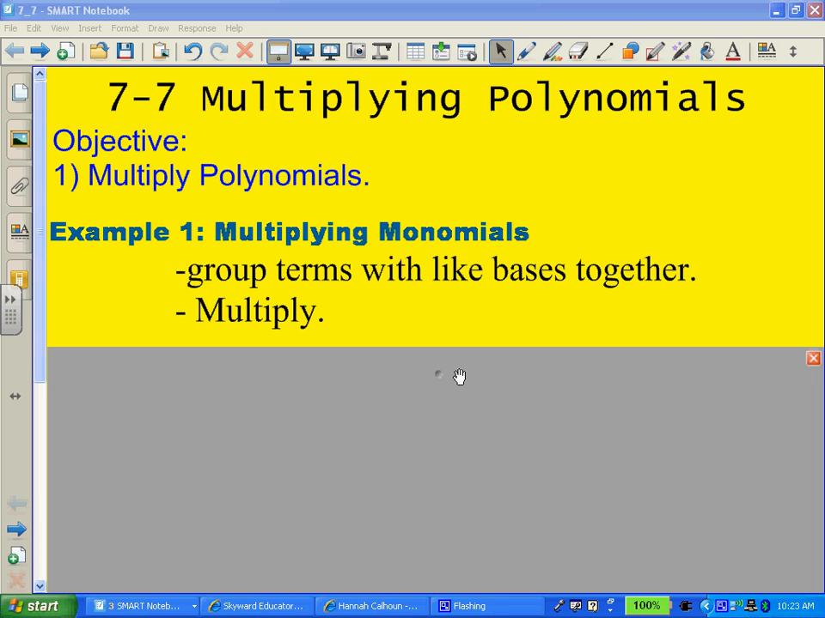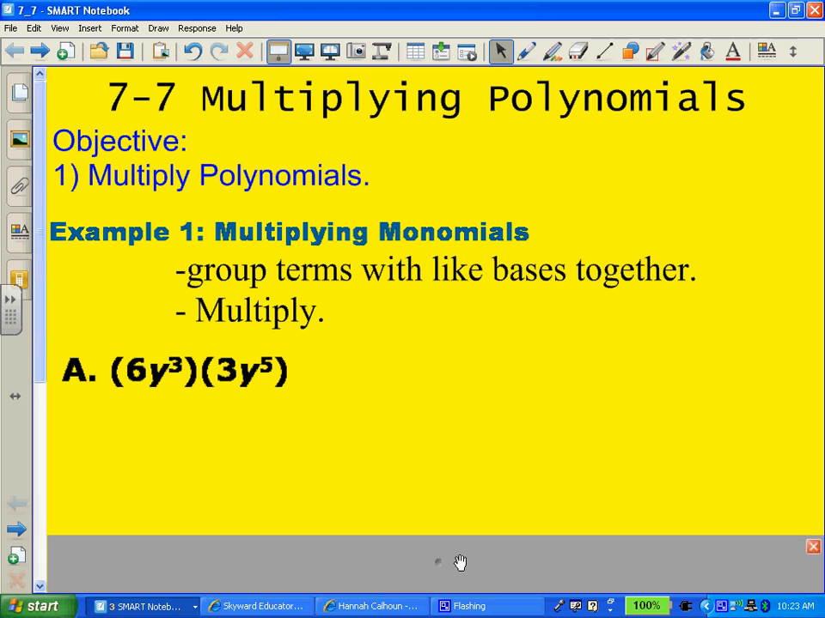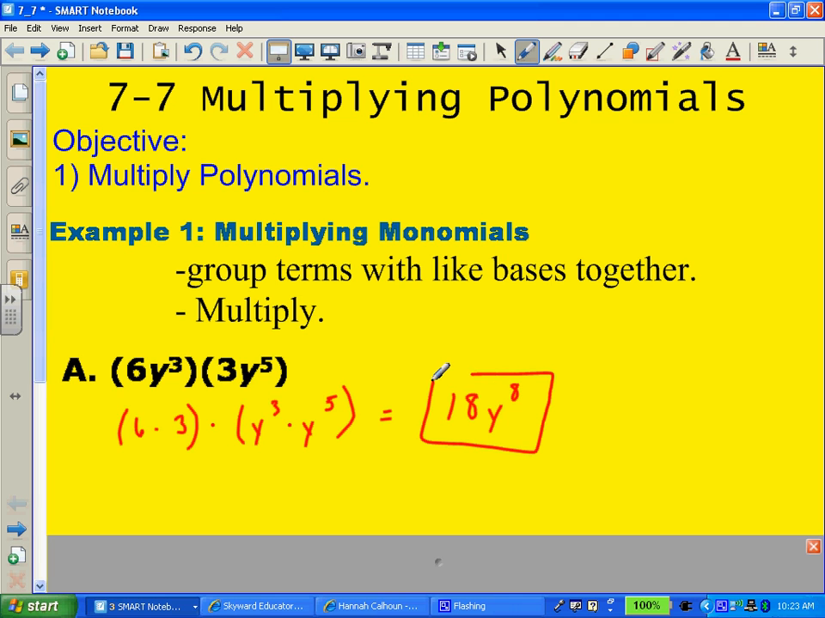bases and then multiply. So for example here, if I'm doing 6y to the third times 3y to the fifth, what I mean by group is I'm going to do 6 times 3, because they're both constants, and then I'm going to do y to the third times y to the fifth, because they both have a base of y. So 6 times 3 is 18, and y to the third times y to the fifth, well, we're going to add those exponents, so that's going to be y to the 8th. So I'd get 18y to the 8th when I multiply those together.